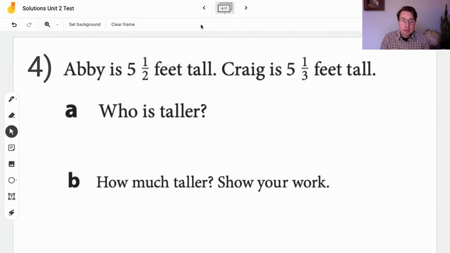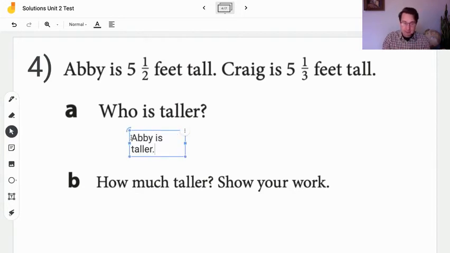Let's keep going here. Abby is 5.5 feet tall. Craig is 5 1/3 feet tall. So right off the bat, without even doing any work, we all know that 1/2 of a foot is more than 1/3 of a foot, right? If you had a foot and you cut it in half, it's that much. If you have a foot and you cut it into 3 pieces, 1/3 is definitely shorter than 1/2. So without doing any work, you should be able to see here that Abby is taller.